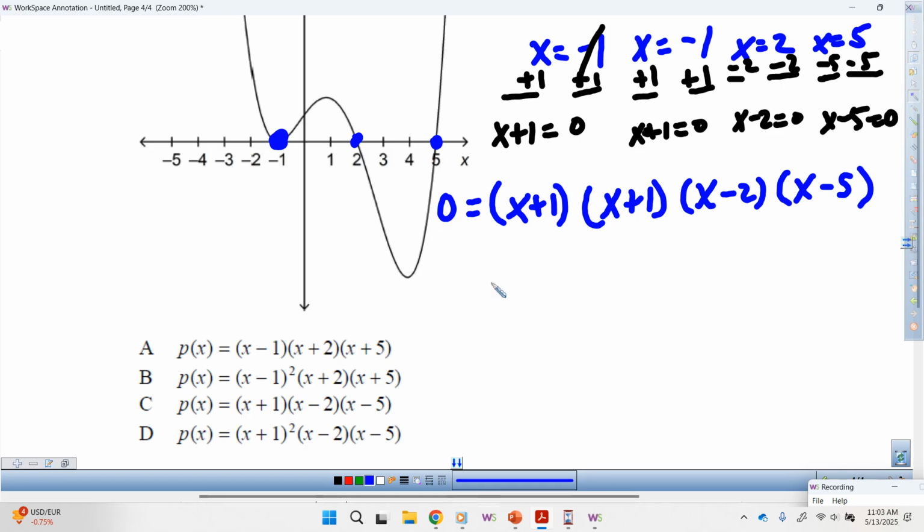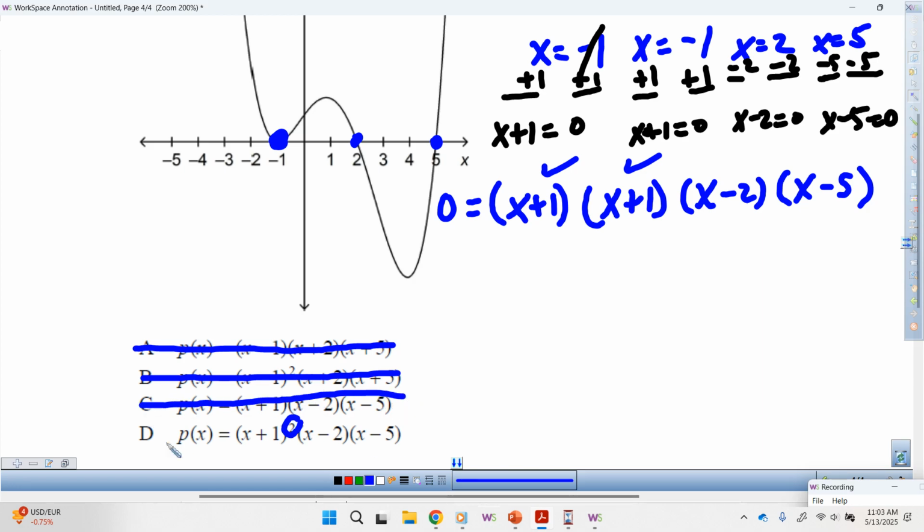So, let's start matching up what we have here. Let's look at A. This one has 2 of x + 1. Does this one have x + 1? No. The next one, does it have x + 1? No. The next one, does it have x + 1? Yes. But how many do we have, guys? 2 of them, is that correct? So, how do we write 2 of them together? With a square. So it can't be C either. So the correct answer is D.